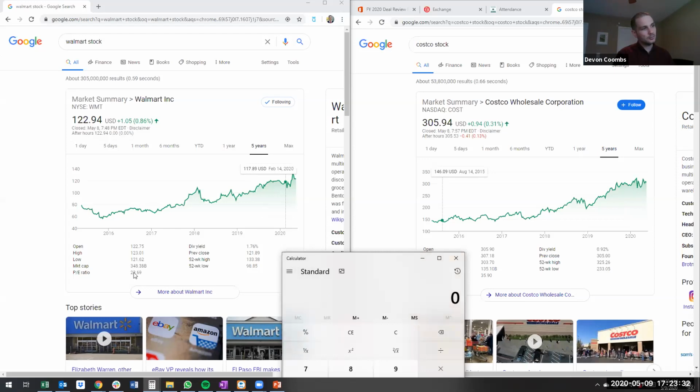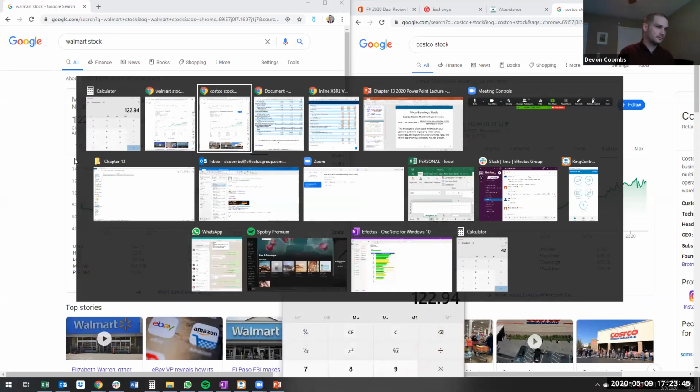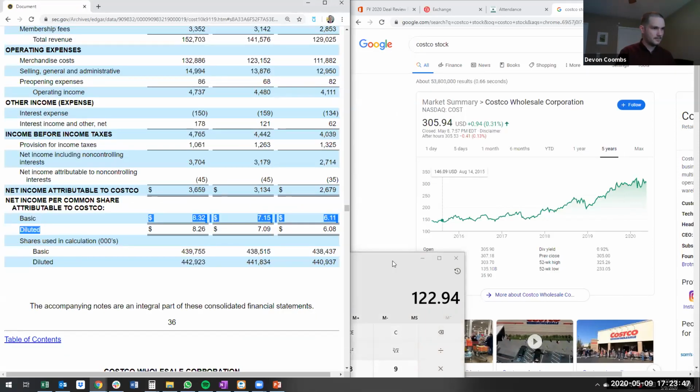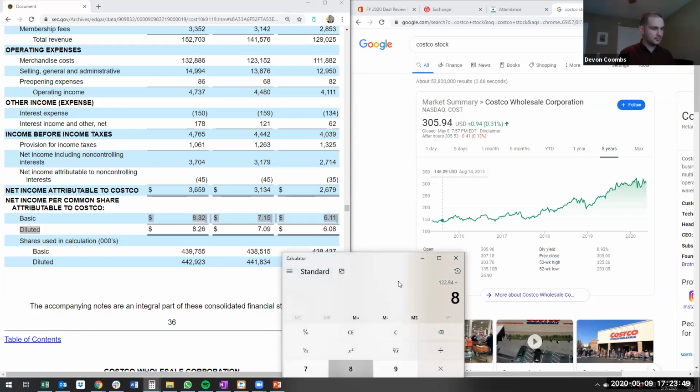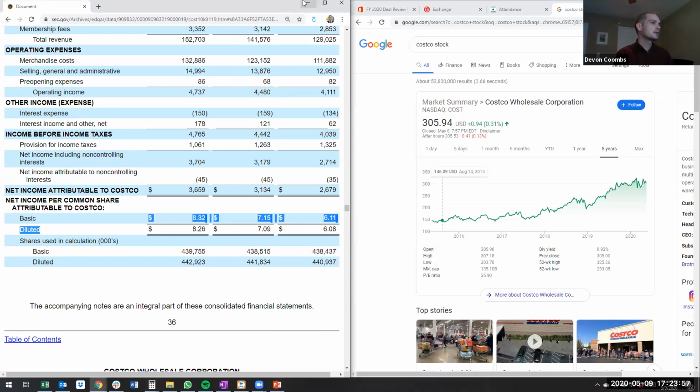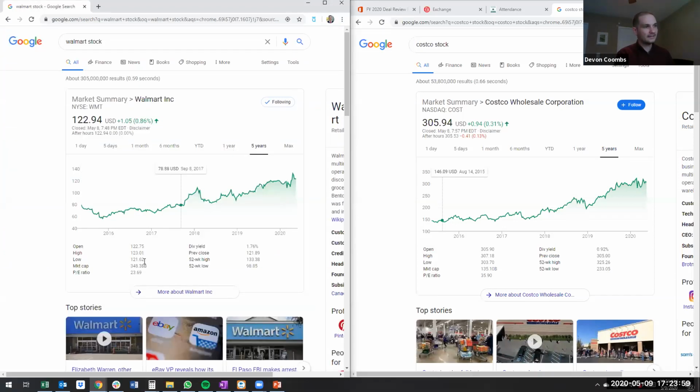And so here it's about $23.69. That's just the price of the current stock divided by the earnings. So 122.94, and we went to Walmart's earnings here, divided by 8.32. It's 14 there. So their most recent quarterly must be different. So overall, though, that's how they're calculating.